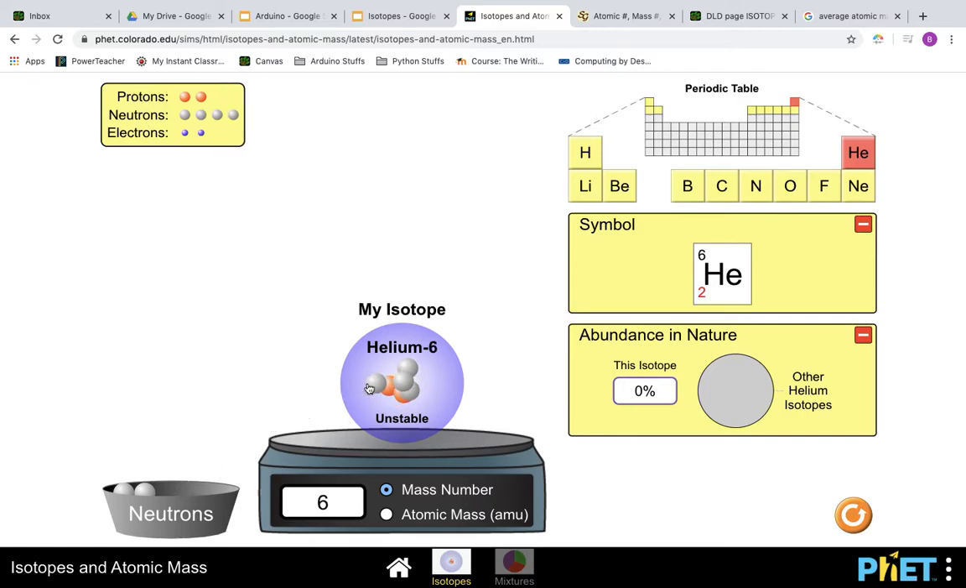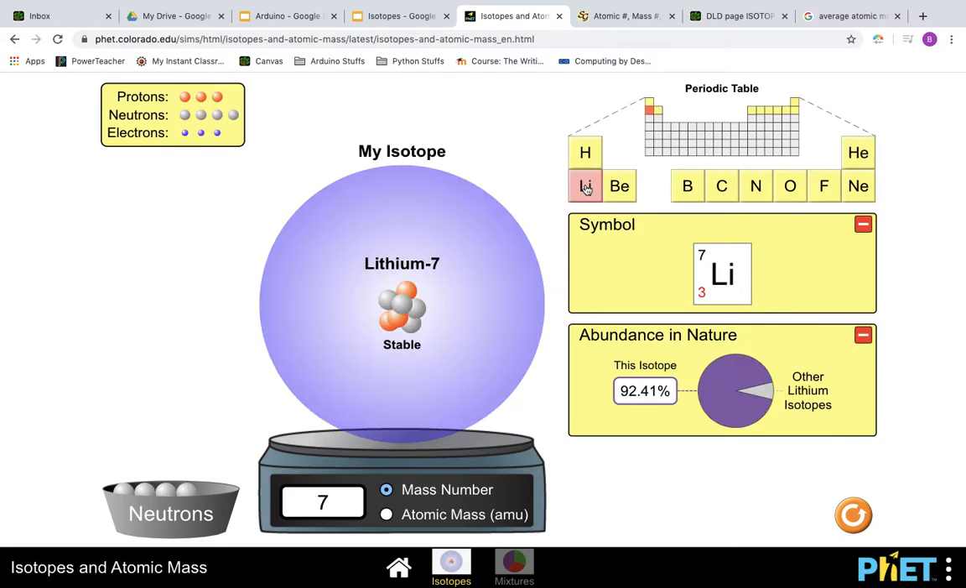Dare I put another one in there? Mass of 6? Of course I will. You notice it's unstable. We'll talk about that later. If I were to click lithium, what's going to change? Well, lithium, whoa, it got way bigger, is element number 3. That means it has 3 protons always. And the one you're looking at is lithium-7. I can take a neutron away and turn it into lithium-6. I can take another neutron away and turn it into lithium-5, but it is still lithium.